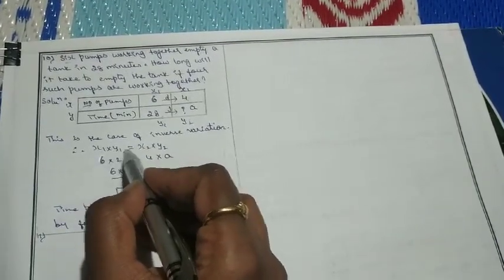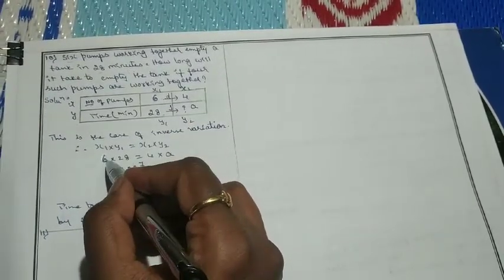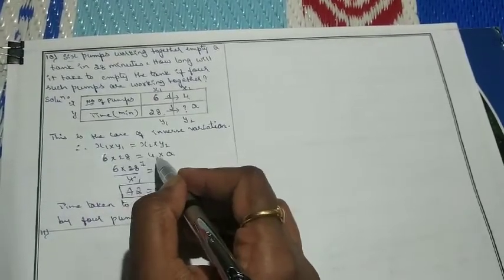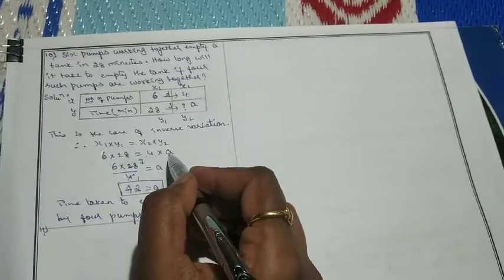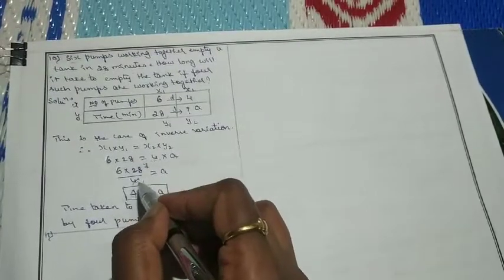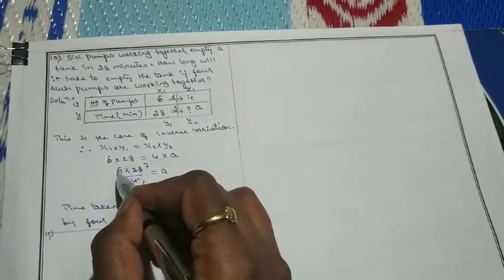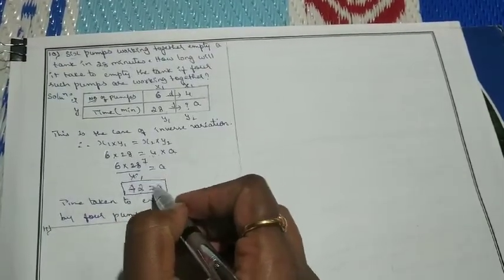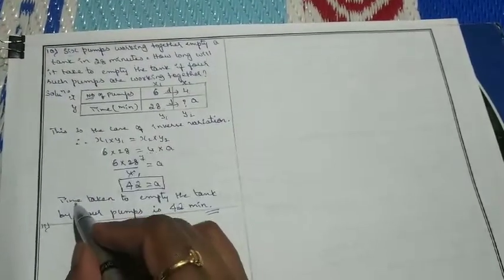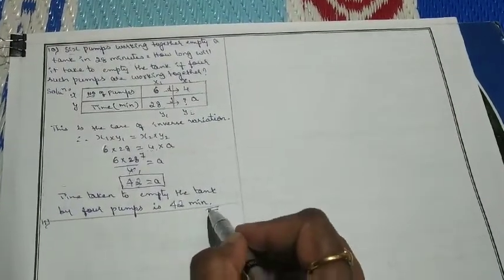Formula: x1 into y1 equal to x2 into y2. So here the number of pumps x1 is taken as 6 into time taken 28 equal to 4 into a. Since 4 and a are under multiplication, the number 4 changes to division. Then 4 1s are 4, 4 7s are 28. Then 6 7s are 42 equal to a. But according to our assumption, a is nothing but the time taken. Thus, time taken to empty the tank by 4 pumps is 42 minutes.